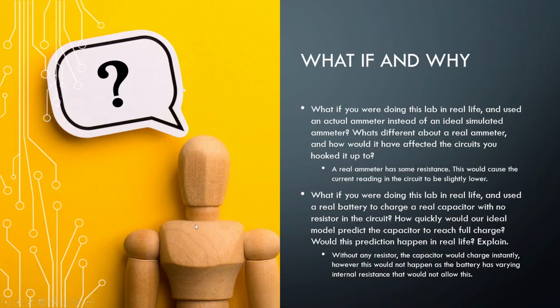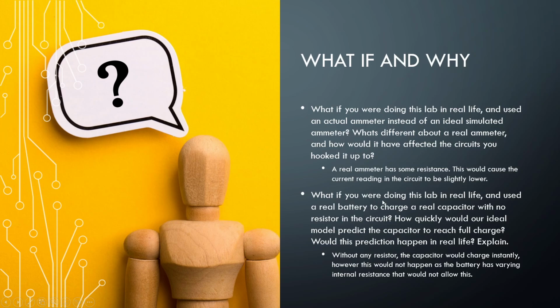So, what ifs and why. Well, just two what ifs. For the first what if: we were doing the lab in real life and used an actual ammeter instead of an ideal one, what is different about the real one and how would it affect the circuit? A real ammeter has some resistance, and it would cause its current reading in the circuit to be slightly lower.